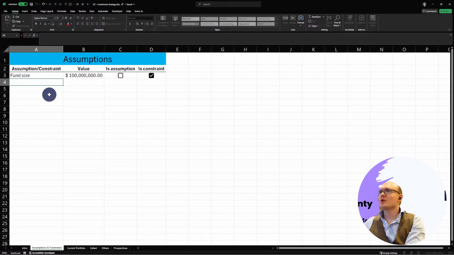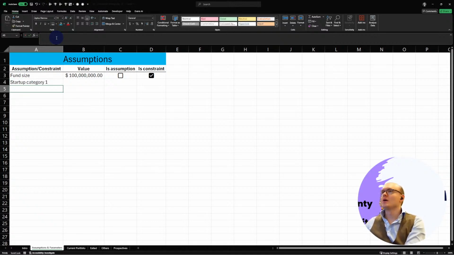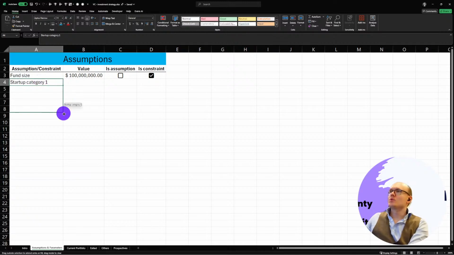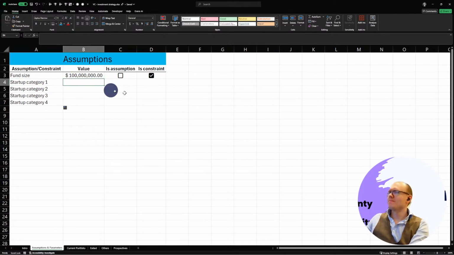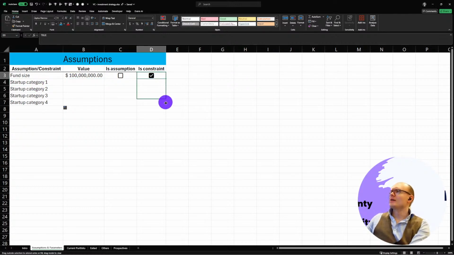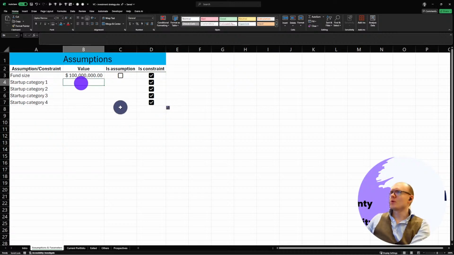So now we want to say how many different kinds of portfolio strategies, categories rather, are there. So call it startup categories. And we'll make it slightly easier. Category 1. And this one will just do something like that. Let's just say there are, wow, Excel is very clever. Very clever. And these are all going to be constant as well.